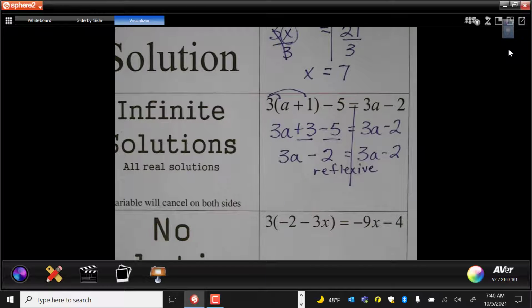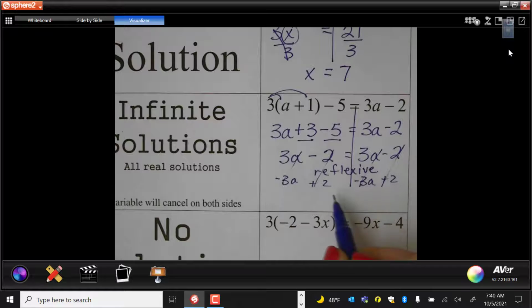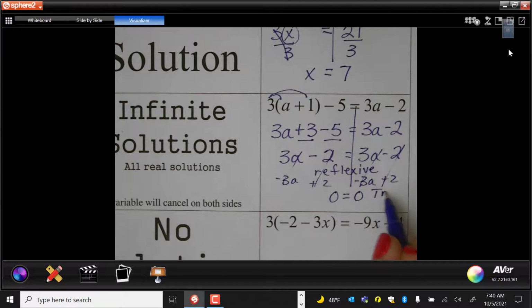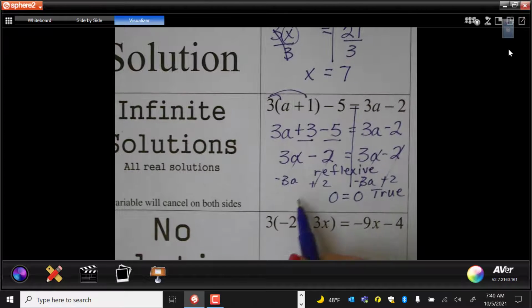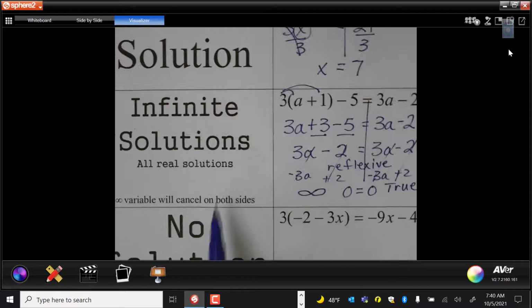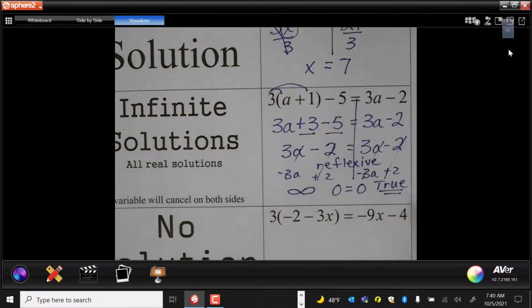So if I recognize that I have a reflexive statement, I know that everything's going to cancel. If I subtract 3a from both sides, the a's will cancel. If I add 2 to both sides, the constants are going to cancel. And so basically what happens is I get 0 equals 0, which is a true statement in math. And so I know that the solution is going to be all real solutions. You can see it here. The variable will cancel on both sides, and we will get a true statement. So it doesn't matter what I would substitute in for a, I would always get a reflexive statement.